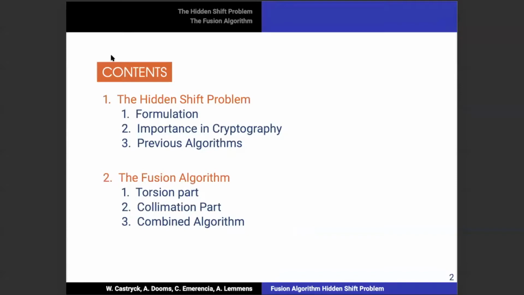We will first explain what the hidden shift problem is and why it is important in cryptography. Then we will explain some previous quantum algorithms for it. And finally, we will explain our algorithm.